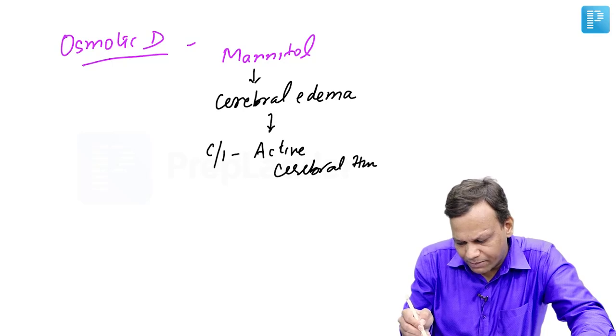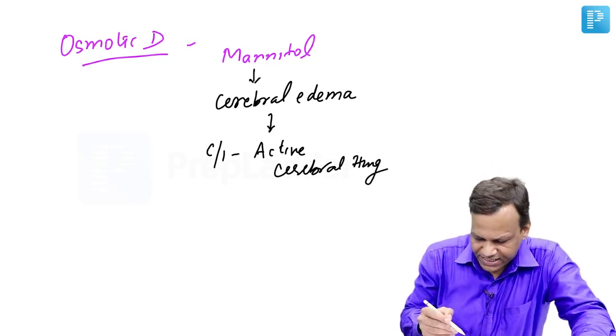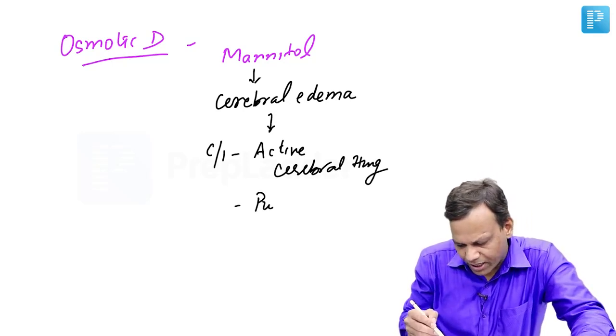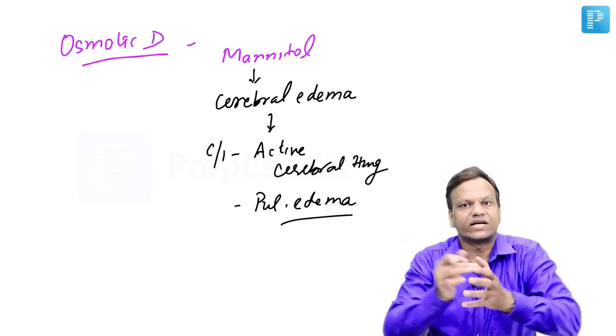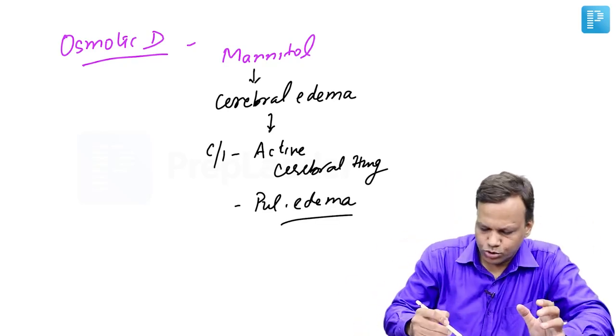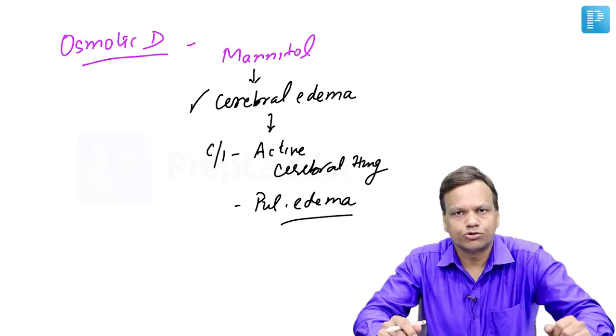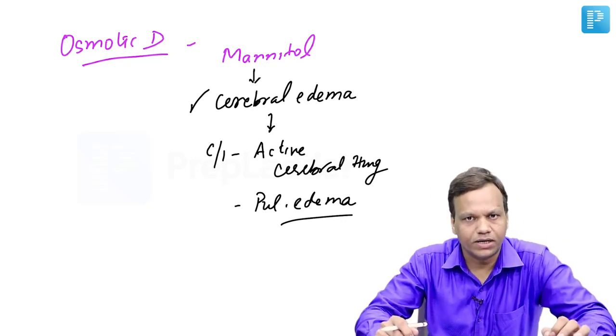During active cerebral hemorrhage, it is contraindicated. And second, it is also contraindicated in pulmonary edema because it will increase the fluid in the lungs, which will worsen the edema. So it is used for cerebral edema and sometimes also for acute congestive glaucoma.